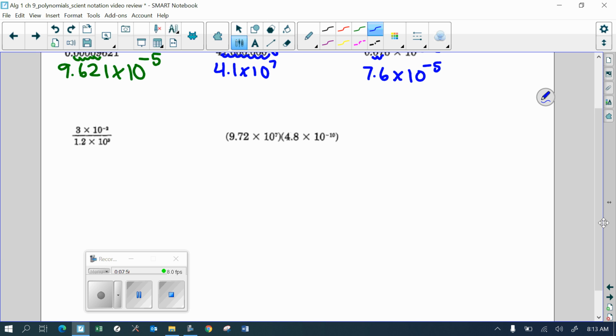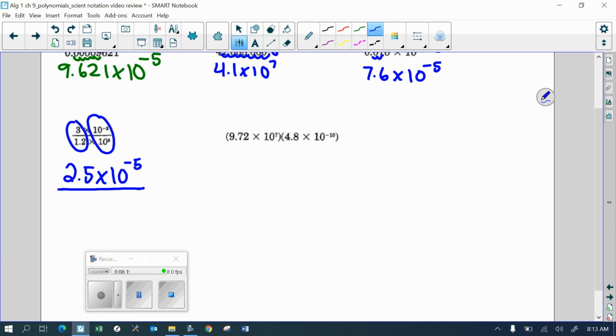Division. I can divide these by themselves and then divide these because these are like bases. What's 3 divided by 1.2? That's going to be 2.5. If you don't know, put it in a calculator. Times 10 to the what? When I subtract, I have division, so I subtract my exponents. Negative 2 minus 3 is negative 5.